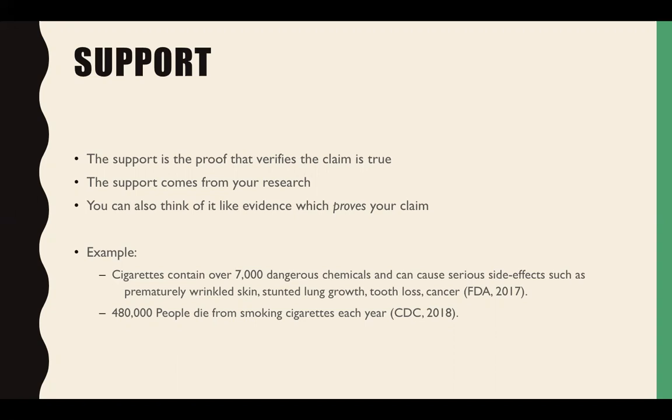For example, in the cigarette example, we have cigarettes contain over 7,000 dangerous chemicals and can cause serious side effects such as prematurely wrinkled skin, stunted lung growth, tooth loss, cancer. This information is from the FDA. Another piece of supporting information is that there's 480,000 people that die from smoking cigarettes each year. This information is from the CDC. So your supporting evidence needs to come from your research, and it will follow the claim to prove that the claim is true.